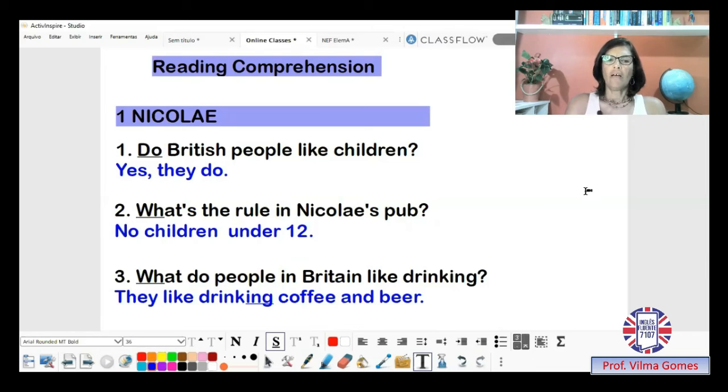Então, olha aqui. Nicola. What is Nicola's opinion about the people and the country, about the people and Britain? What is his opinion? Okay? Look. So here, in Nicholas' opinion, British people like children. Yeah? They like children, but no children is allowed in pubs. So the pubs in England, in Britain, have a rule. No children under 12. Right? And the British people like drinking a lot of coffee and beer. In general, right? Because it's men and women, right? Men and women. Very good.